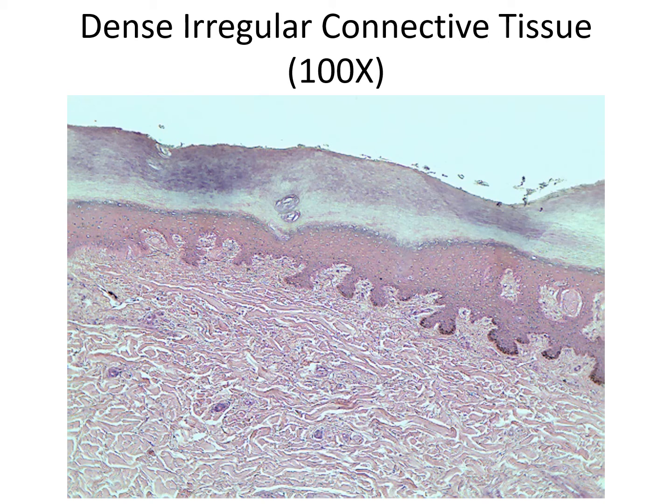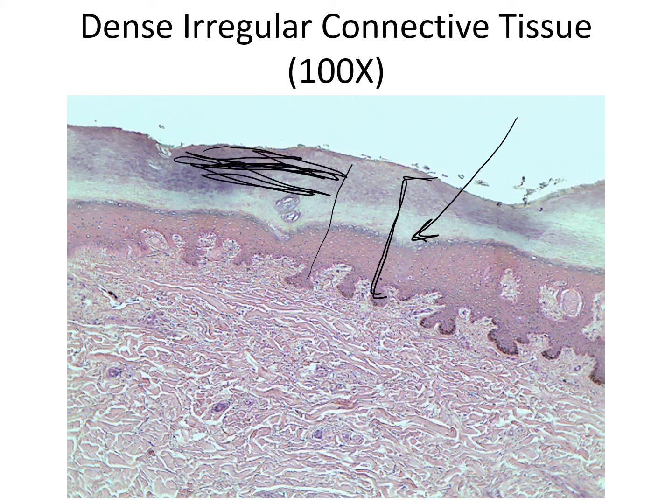Dense irregular connective tissue. Yeah, that's a very good slide here because if the pointer points to this area, right? This area over here, this is epithelial tissue. And this is stratified squamous keratinized because those are the dead cells on the top. So that's keratin. So again, this part of the slide is not dense irregular. This is actually a photomicrograph of the skin, and skin is an organ.